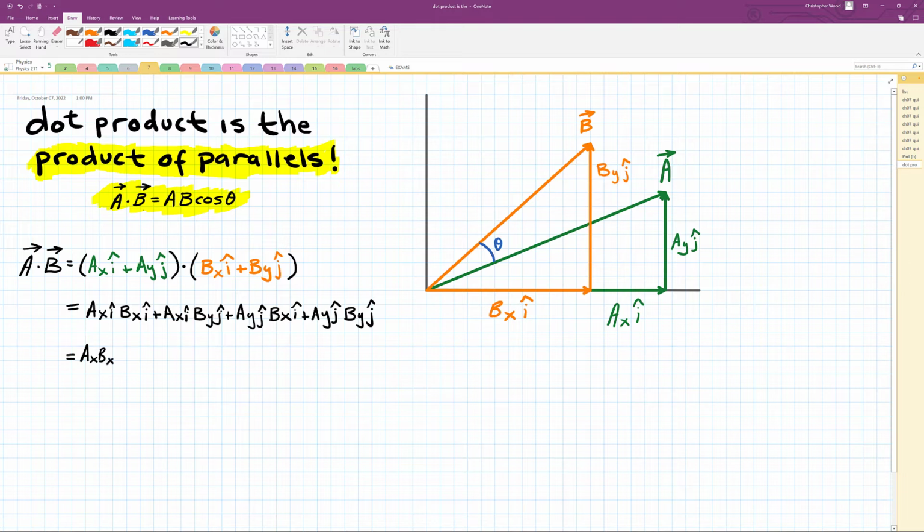Okay, I'm going to rewrite this and just group together the scalar terms and the unit vector terms like you see here. Nothing's changed, just clustering the scalars together and the unit vectors together.